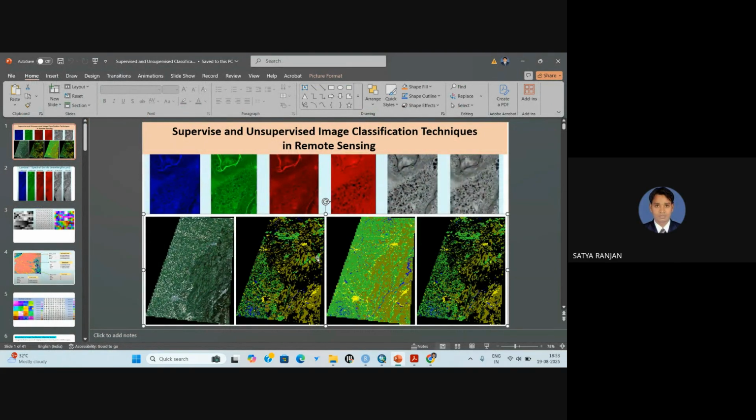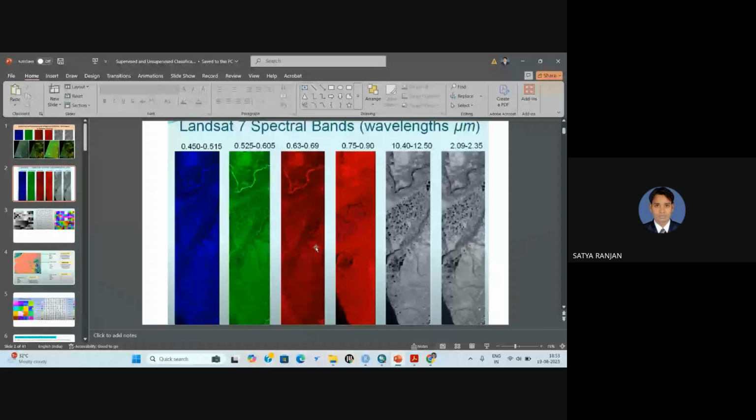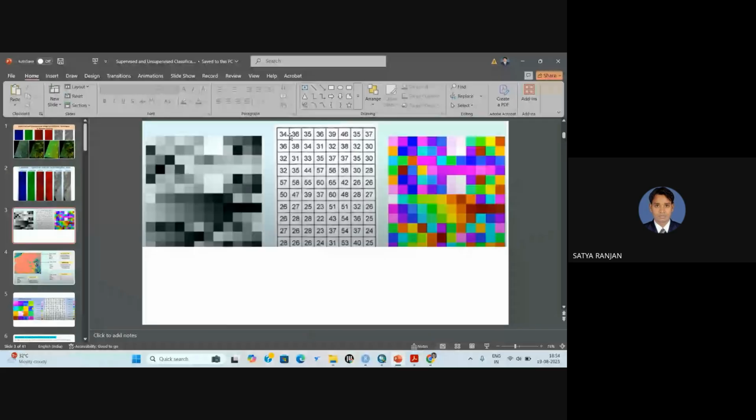Okay, then various supervised and unsupervised image classification techniques are there in remote sensing. So we will discuss this. These are the different spectral bands we have already discussed in previous classes. This is a satellite image with pixel information like reflectance values. It is a single band image, so it looks only black, white and gray. On the right side is the multi-band image, which has different colors and different reflectance values.